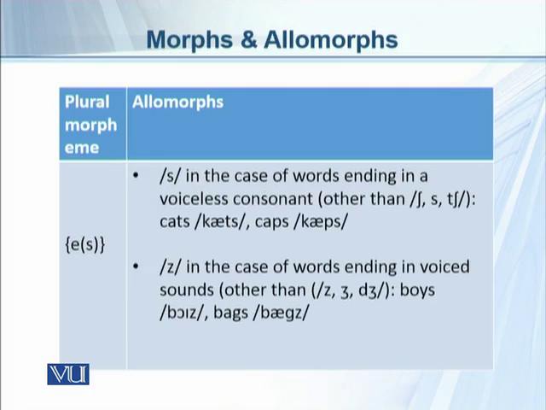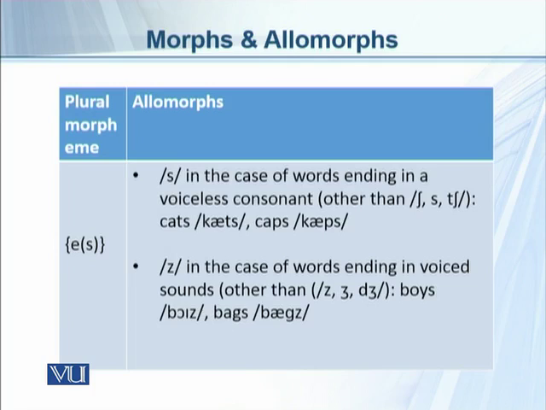So similarly, in some words, the plural morph is pronounced as s, especially when the ending sound is a voiceless consonant. So we have cat and cats, cap and caps. So other than s, sh, ch and so on, whenever the plural s is added to a voiceless ending, the plural morpheme is pronounced as s. So now we come on to the third realization, that is z, right?